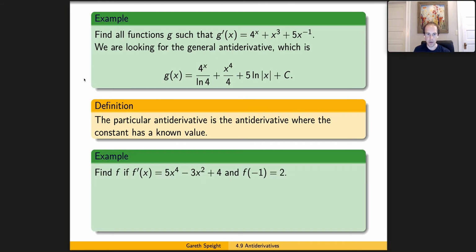So here's an example where we can do that. Let's try to find f if f prime of x has this formula, and additionally we know that f of minus 1 equals 2. In this case, for the general antiderivative, we just take the antiderivatives of each piece.